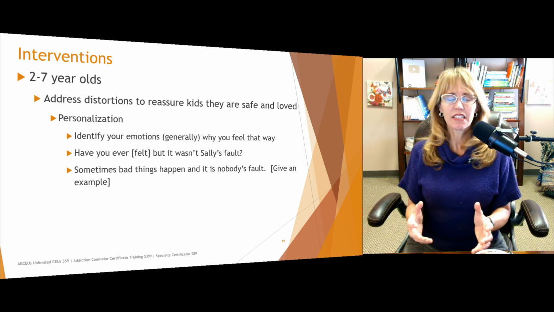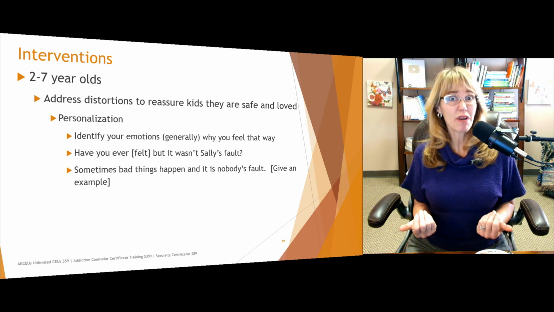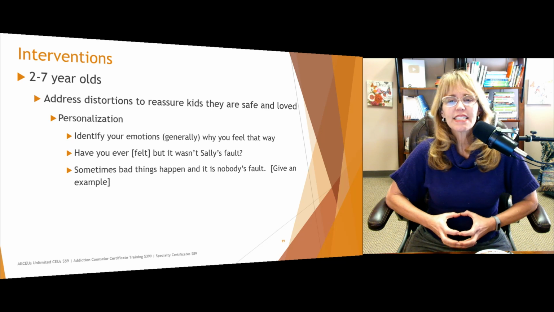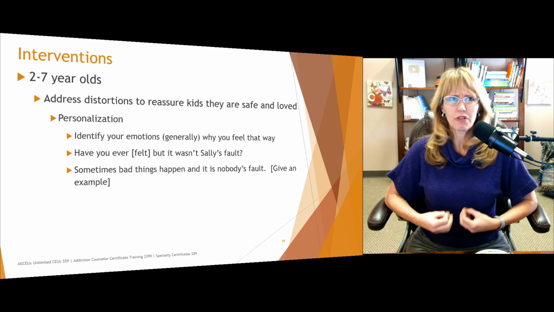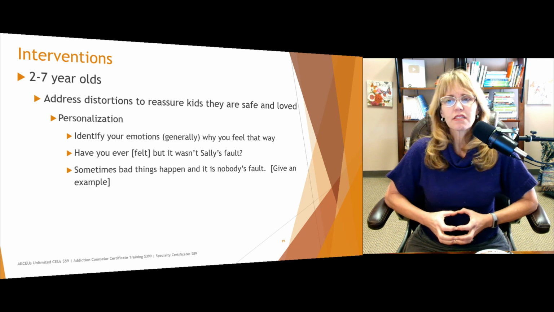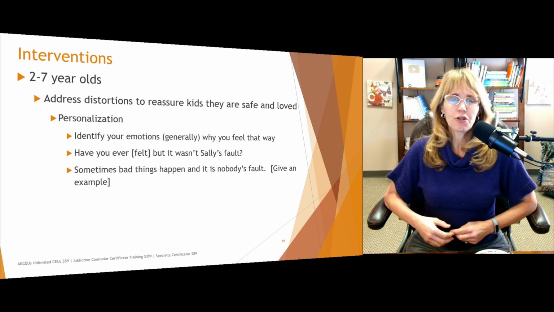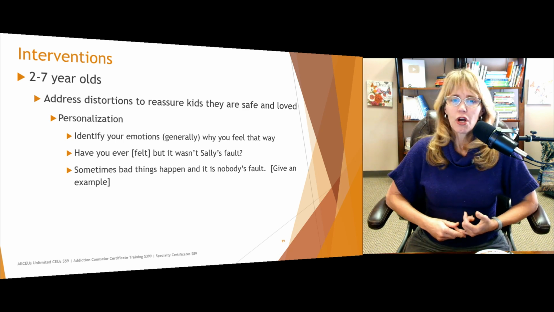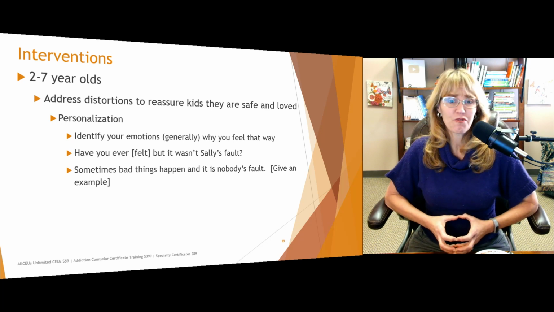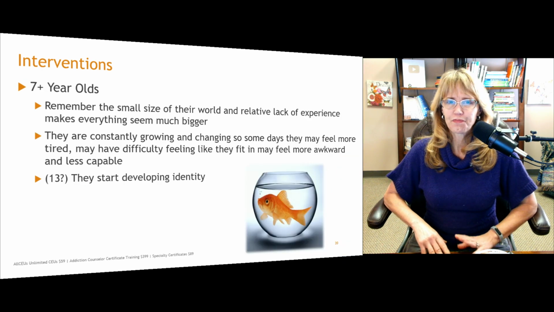Telling the child, yes, I'm acknowledging you're spot on with perceiving that I'm in a bad mood, but it's not about you. Or asking them if you're feeling upset or distressed, have you ever felt this way, but it wasn't somebody else's fault? It had to do with something else. Or just saying something like, sometimes bad things happen and it's nobody's fault. And you can potentially give them an example.